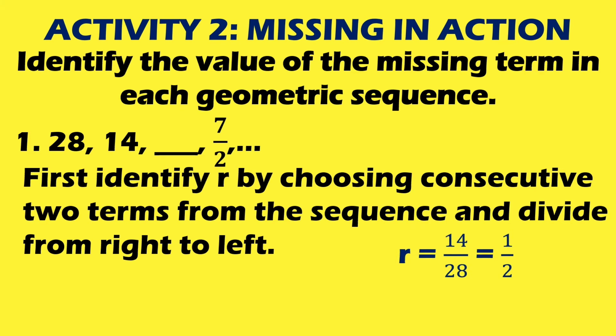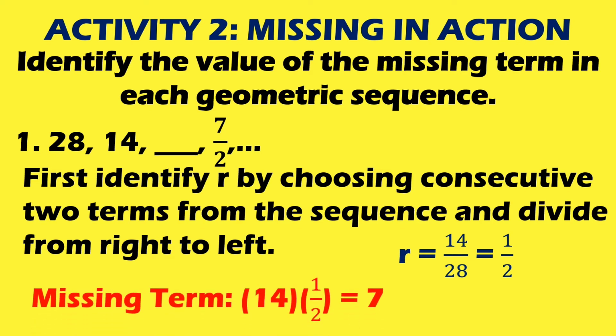Suppose I choose 28 and 14. So we write it as 14 over 28. But 14 over 28 is reducible to lowest terms, and the lowest term for it is 1/2. The missing term now is 14 times 1 over 2. Just multiply 14 with your numerator and then divide it by your denominator. 14 times 1 is 14, divided by 2, that is 7. So the missing term is 7.